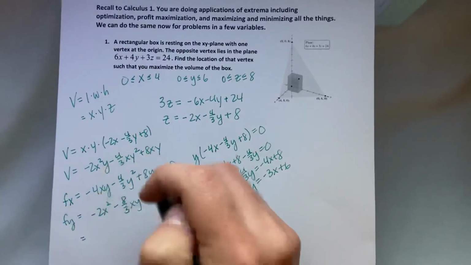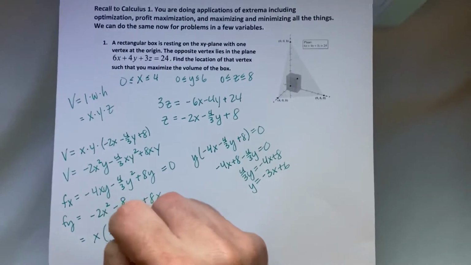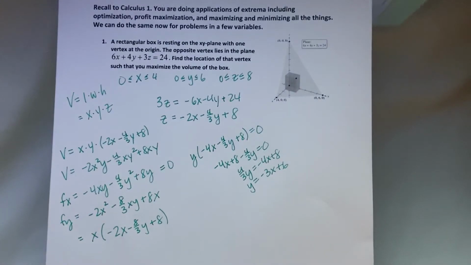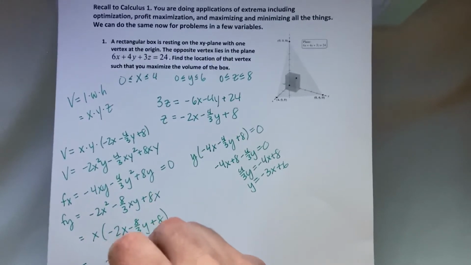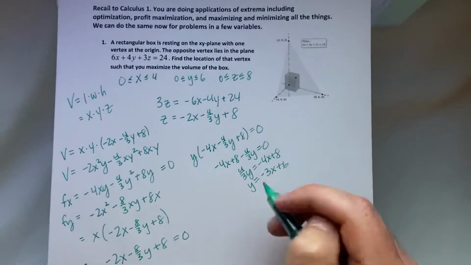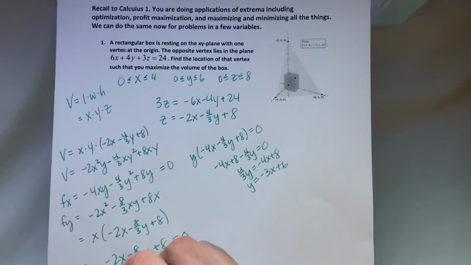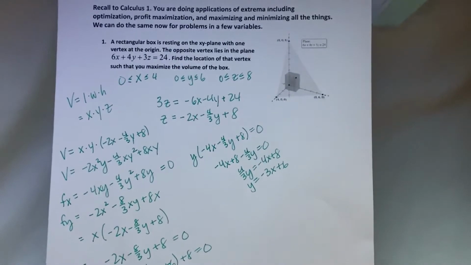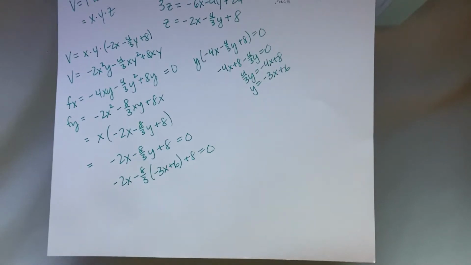So if fy is equal to 0, I can factor out an x: negative 2x minus 8/3 y plus 8. I take that negative 3x plus 6. Either x is 0 or negative 2x minus 8/3 y plus 8 equals 0. If we put in negative 3x plus 6 here, negative 2x minus 8/3 times negative 3x plus 6 plus 8 equals 0. We're now substituting. Fun times. Sorry if it was off the screen. Let's put it back on the screen.